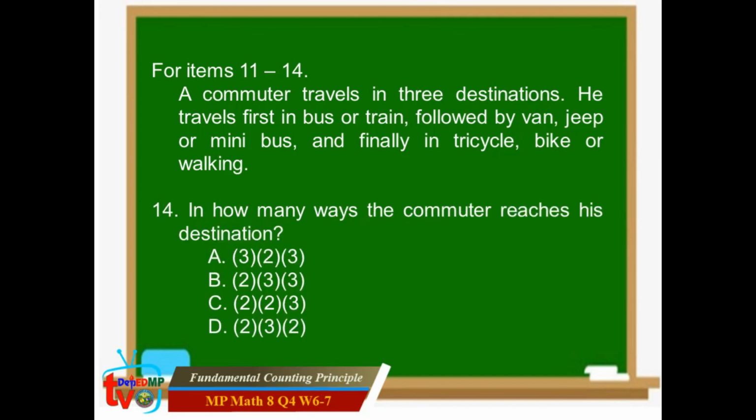14. In how many ways the commuter reaches his destination? A. 3 times 2 times 3. B. 2 times 3 times 3. C. 2 times 2 times 3. D. 2 times 3 times 2.